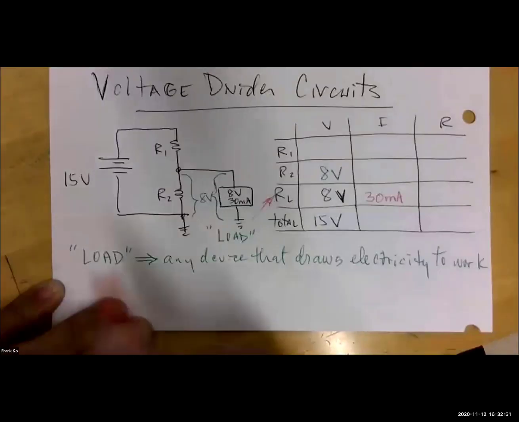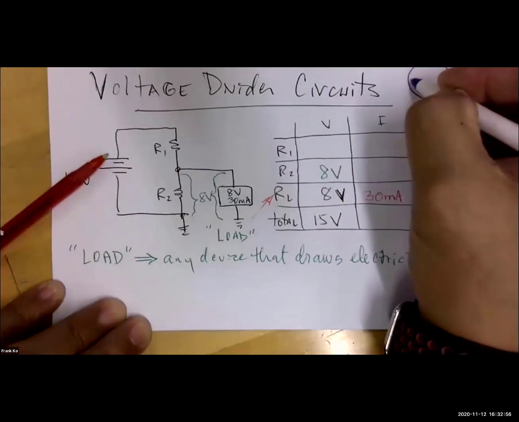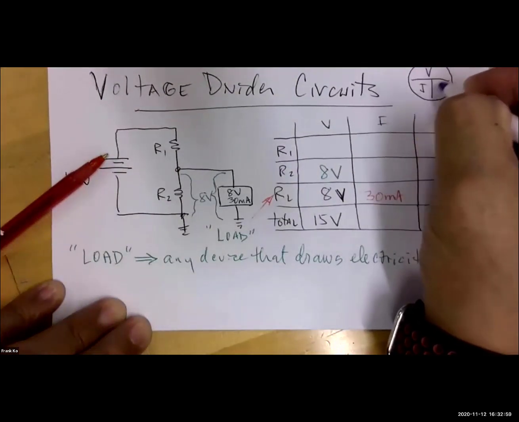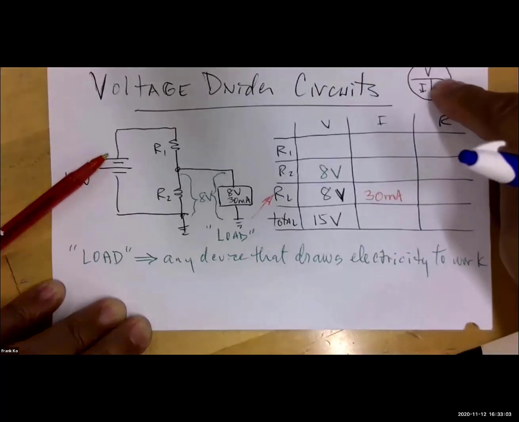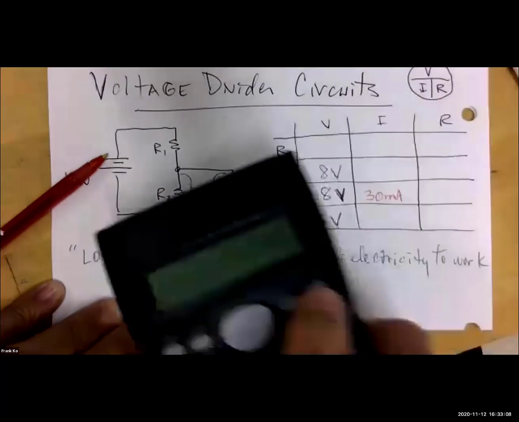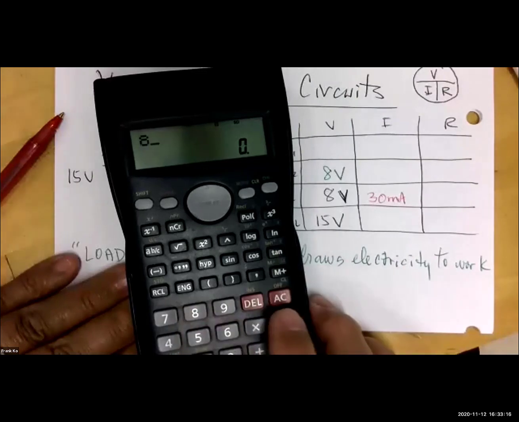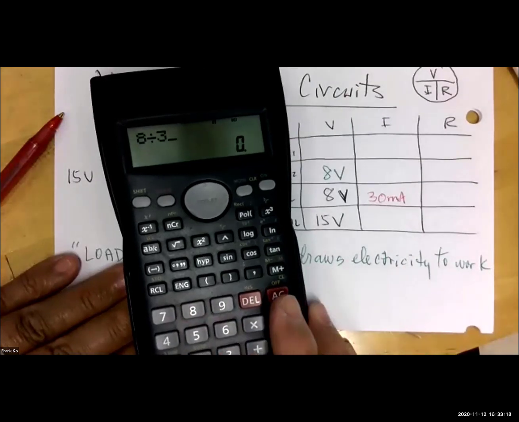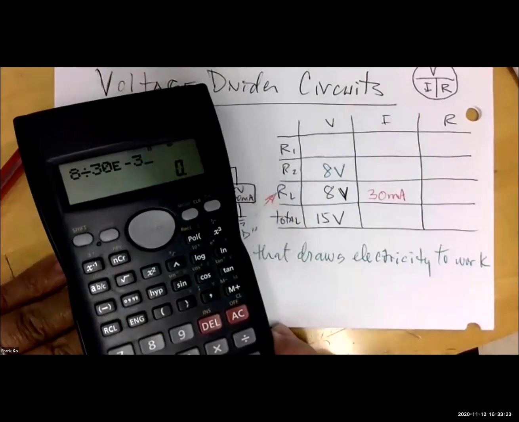Use Ohm's law to calculate the resistance of the load. Okay, we can use Ohm's law to calculate the resistance of the load. And just as a reminder, V, I, R. If we're looking for the R, it would be V divided by I. So which V divided by which I, Yusuf? 8 volts divided by 30 milliamps. Okay, so let's go ahead and take 8 and divide by 30, exponent, change sign, 3. And your calculation works out to be what, sir?